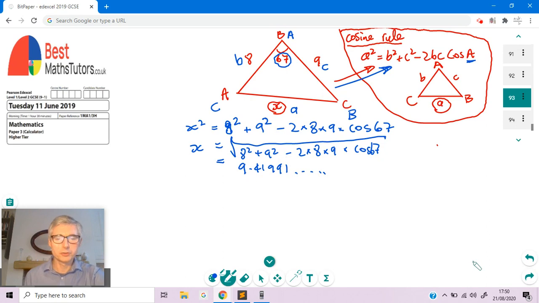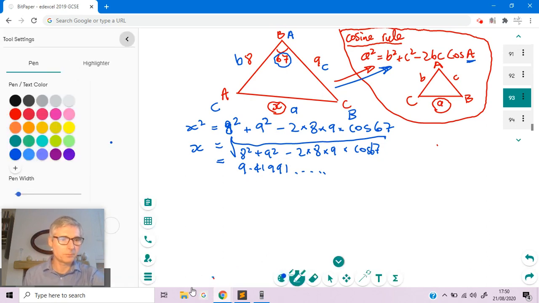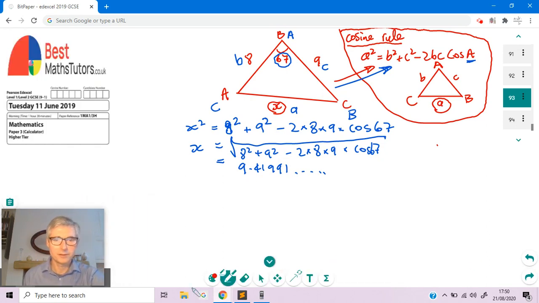Okay, so we're back in red. What we're going to do next, now we know that this length is equal to what we just found, 9.4199, is find this angle here. This is the next important thing to find, and to do that, we're going to use the sine rule.